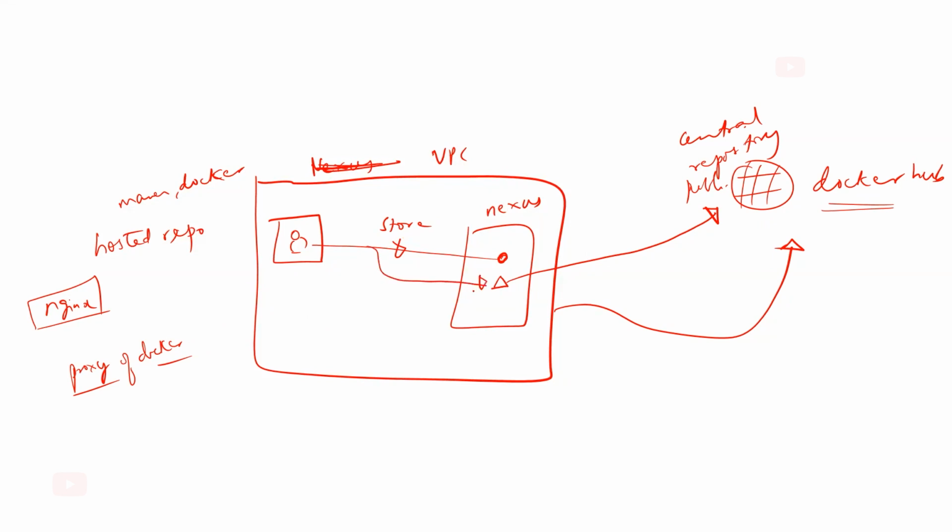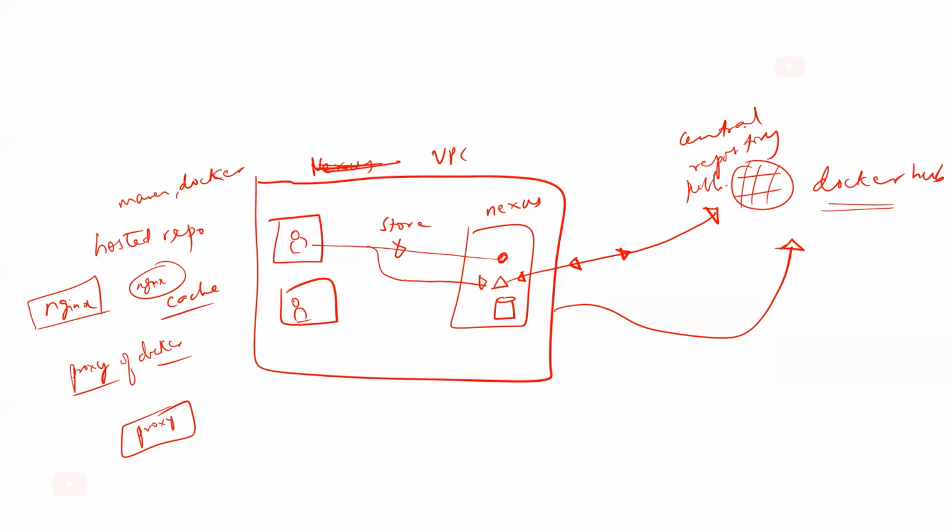But if I need something from the internet, let's say Nginx, I have to go to this proxy repository. What a proxy repository does is, before proxying the request to the external site, it will see whether that Nginx is already downloaded or in the cache. If it is not there, the request will go out and the response will come to Nexus. Nexus will store it in the cache. Next time, if another user reaches out to the proxy repository to download it, that request will not go out because it is already cached.